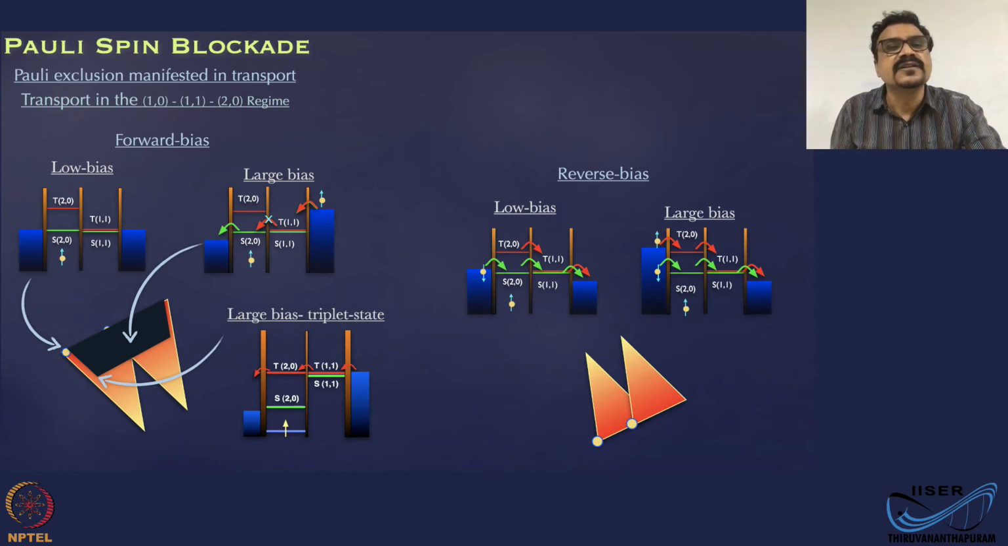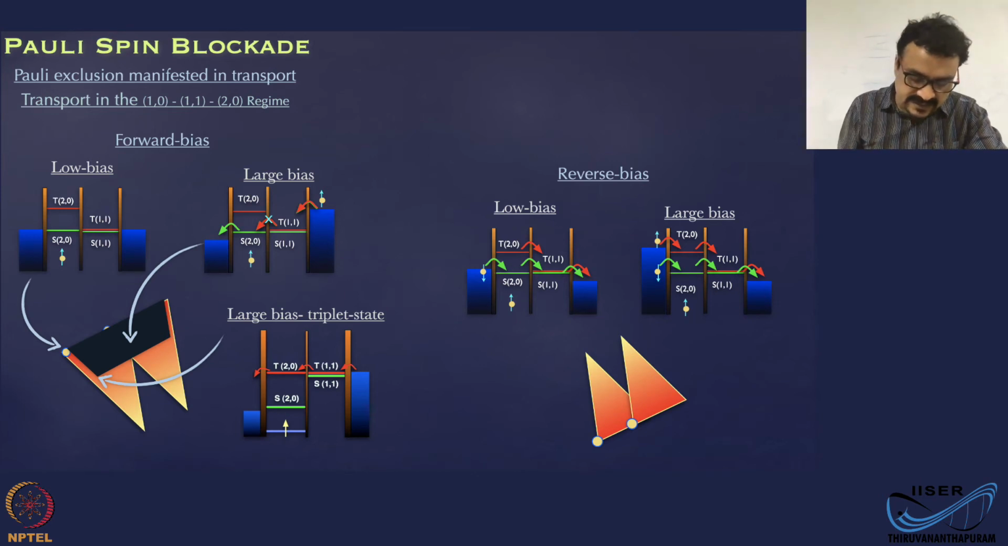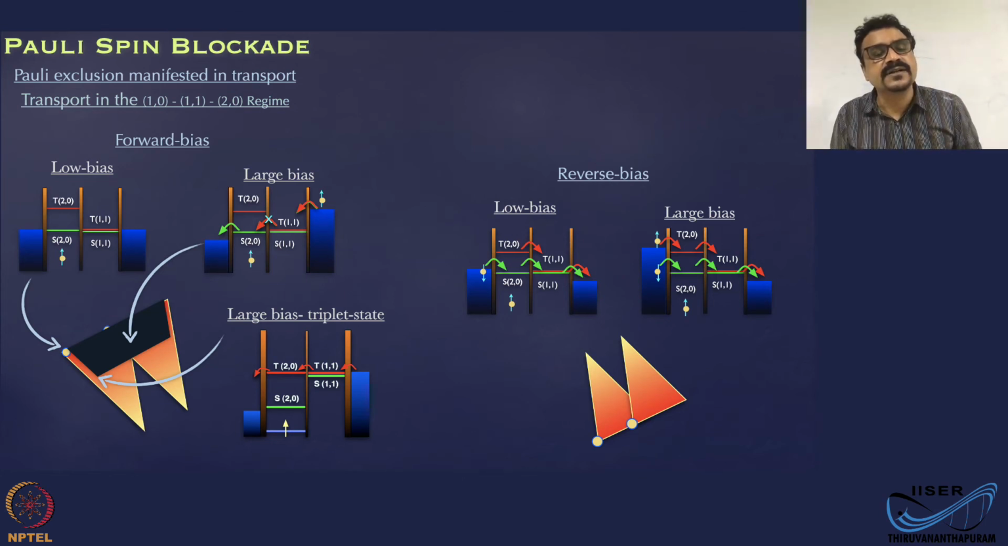Here in the (1,0), (1,1), (2,0) regime, what that means is one of the dots always has an electron. There is one extra electron all the time in one of the dots, in this case on dot 1, that is the left dot. And that is represented by the single spin here. Now this is dot 1, this is dot 2, and what you need to pay attention to here is the labels S and T.